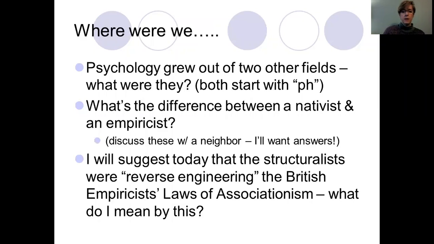And as we keep going, here's one of those questions from the chapter 1 notes I had on Blackboard for you to kind of answer. It's a better way of taking notes to answer questions. I'm going to talk about reverse engineering those laws of associationism. So I want you, during my talk, to figure out what I mean by that. When we talk about Wundt and the structuralists, how were they reverse engineering these laws of associationism that we talked about on the first day of history?